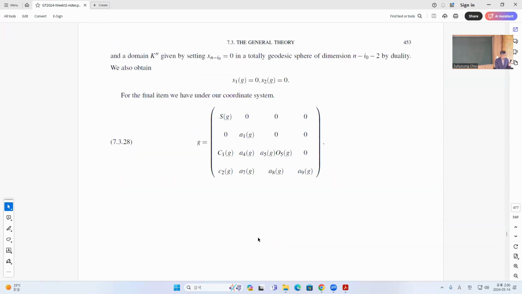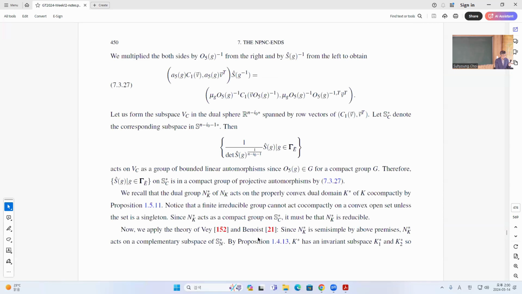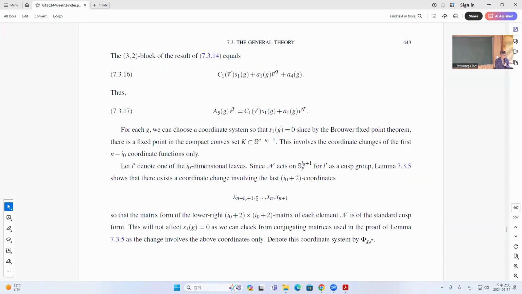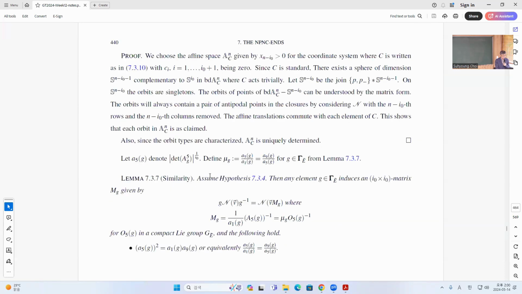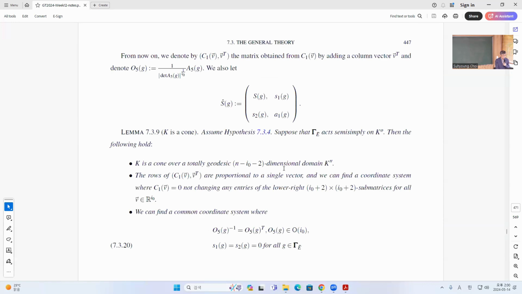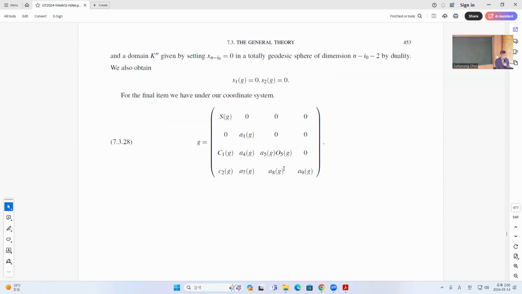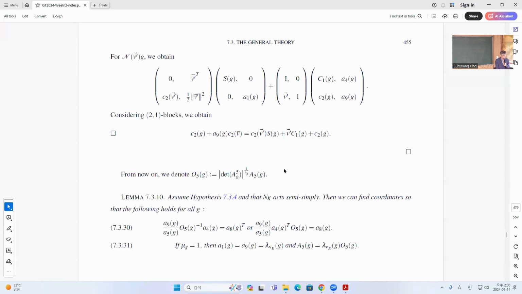right. So the mu_g was this. Sorry, mu_g was this relation here. Right, mu_g is this relation, I mean this ratio. And then if mu_g is 1, then actually these are all the same value, and then these are also just multiples of the lambda with e.